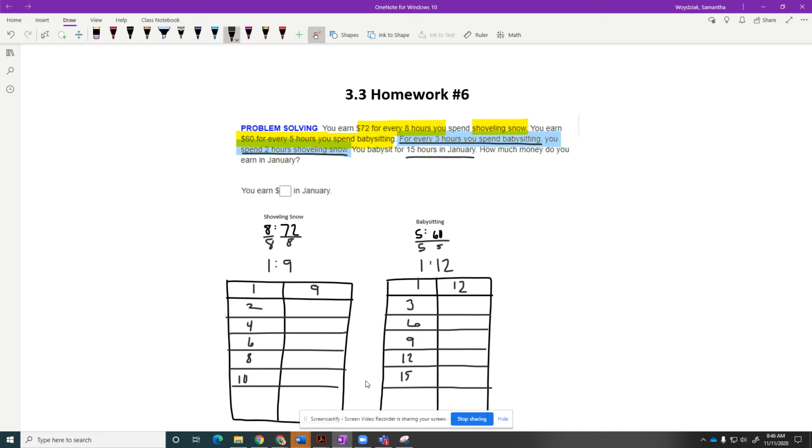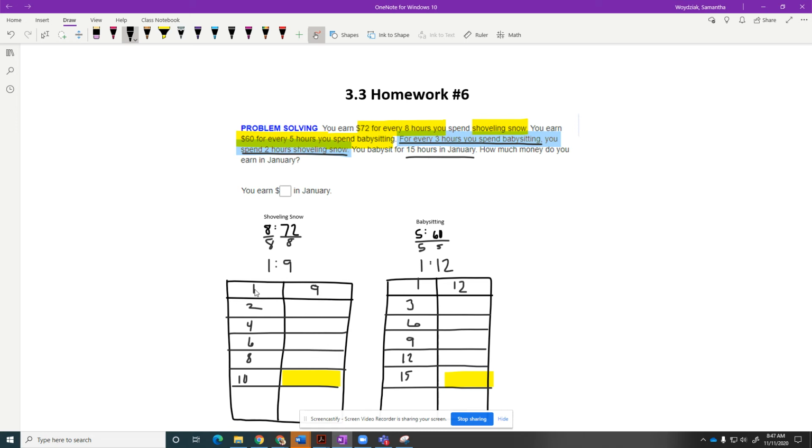So this right here, this number, let me highlight it. Whenever we get to this number and we get to this number, we're going to add those together, and that's going to be how much money we earn in January because, again, for every 3 hours we spend babysitting, we spend 2 hours shoveling snow. We babysit 15 hours in January, which means we're going to shovel snow for 10 hours. So if we want to take this really step by step, we can fill in every single box if we want to.